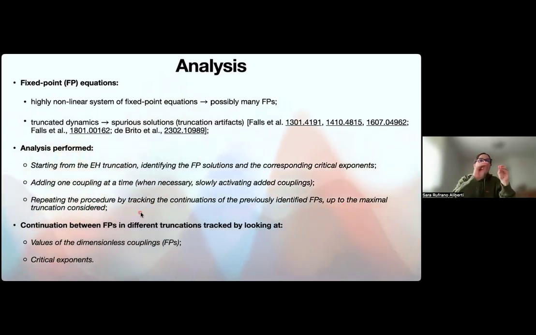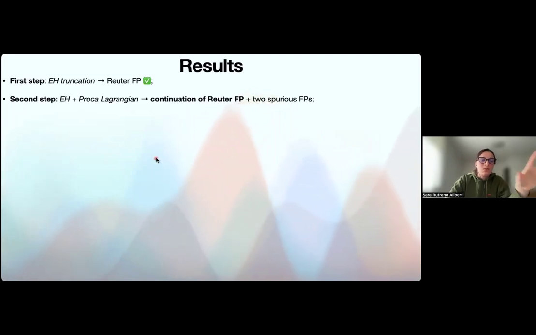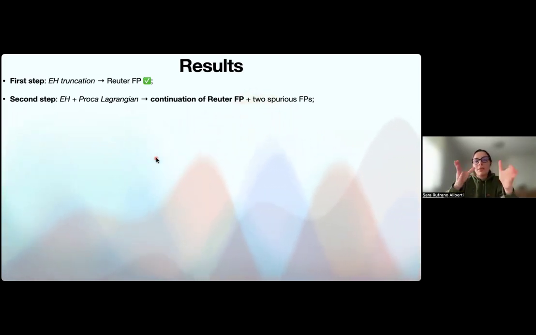In order to track the evolution of the fixed point across the truncations, we looked at the fixed point coordinates and also at the critical exponents. So that's how we performed our analysis in order to avoid the spurious solutions. Okay? So let's move on to the results. As I mentioned before, the first step was given by the Einstein-Hilbert truncation. And for this truncation, we got the Reuter fixed point solution.